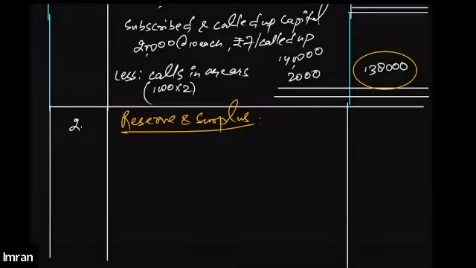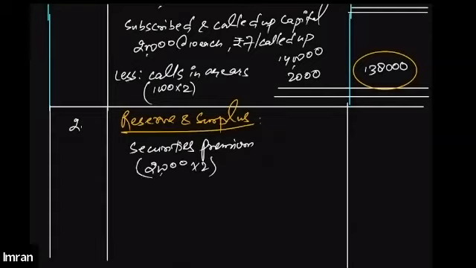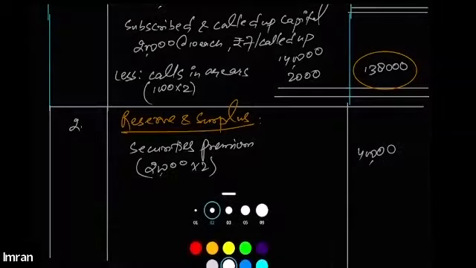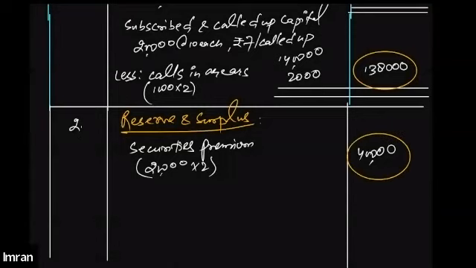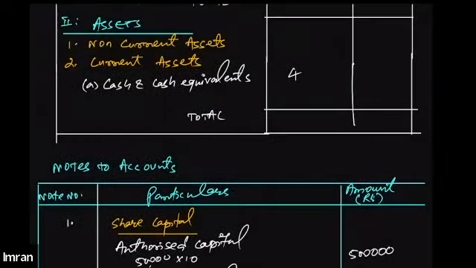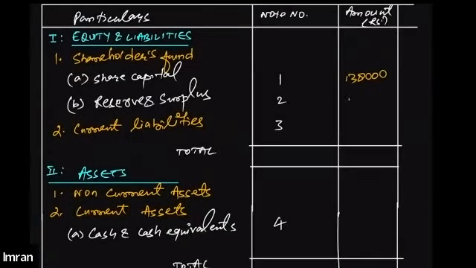Reserve and surplus. We have collected securities premium reserve. On 20,000 shares, we collected 2 rupees for premium. That means 40,000 has been collected as a premium. And we will be writing that as well in the balance sheet. Right? We'll go to the balance sheet. Under the reserve and surplus, we'll write this.